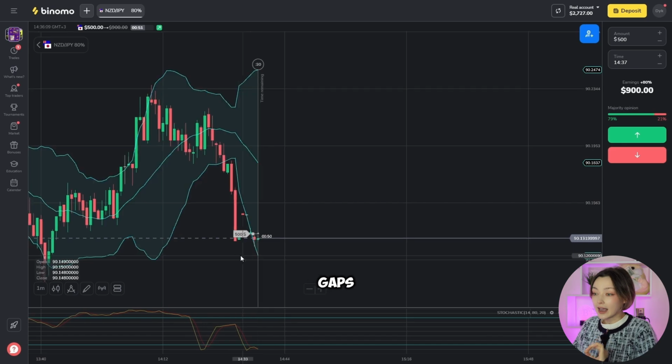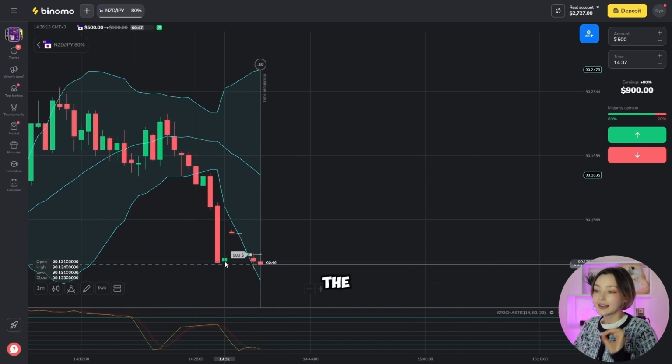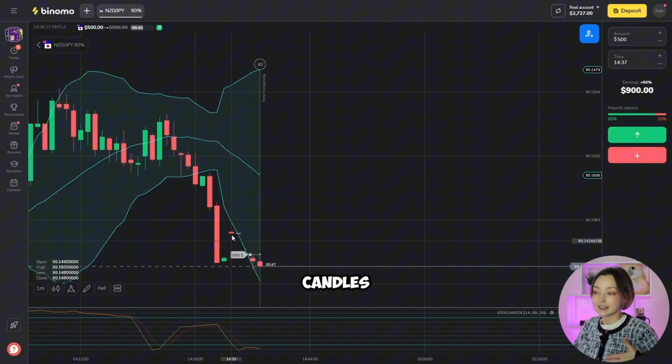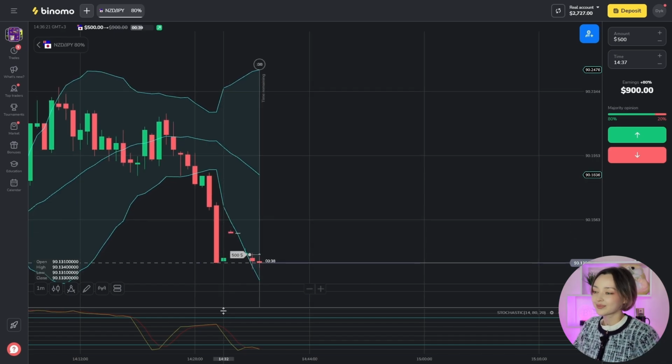And by the way, let's take a look at the chart right here. There are several gaps that have formed on the approach to the lower border. The gap I'm talking about is this large spread between candles. Most of the time, all these gaps overlap.